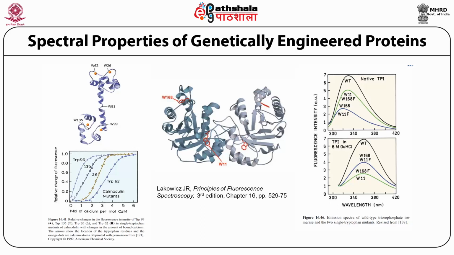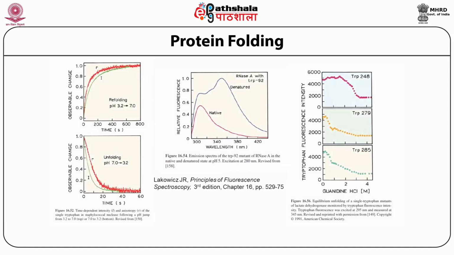You can see here in the right panel the spectra of wild type, and with different mutations, like when W11 is replaced by phenylalanine, a decrease in fluorescence intensity with a significant blue shift was observed. When W11 was replaced by phenylalanine, then a greater decrease in fluorescence intensity as well as a remarkable blue shift was observed. We try to show how fluorescence spectroscopy is used to monitor protein folding changes.